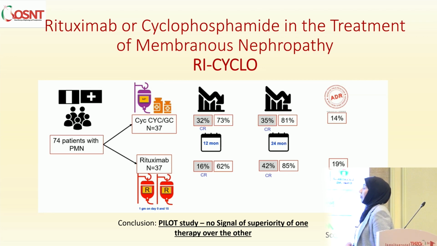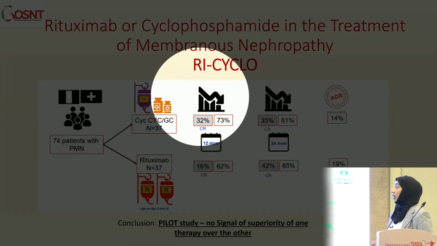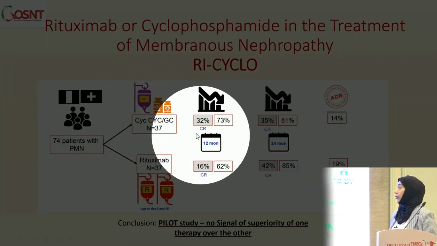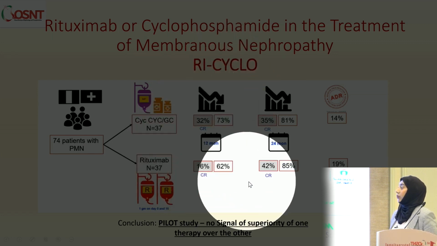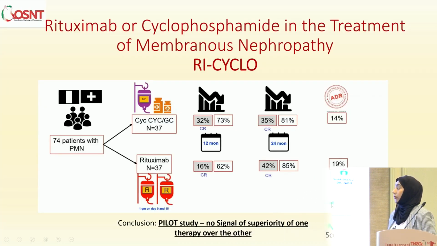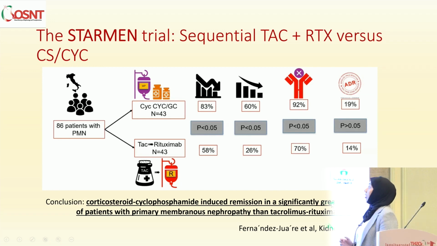And then the other 2 studies compared first-line therapy, cyclosporine and corticosteroid, with rituximab, in a pilot study. They found no signal of superiority of one therapy over the other.